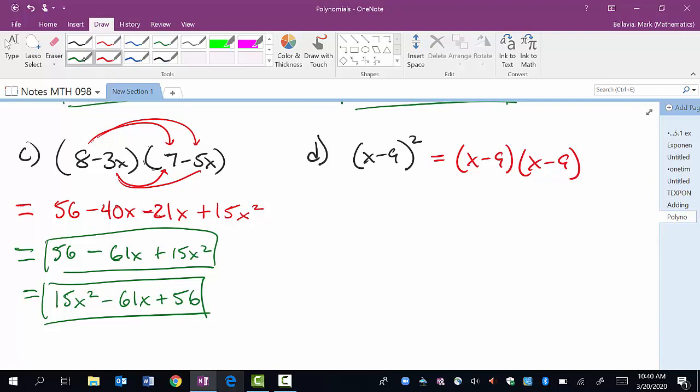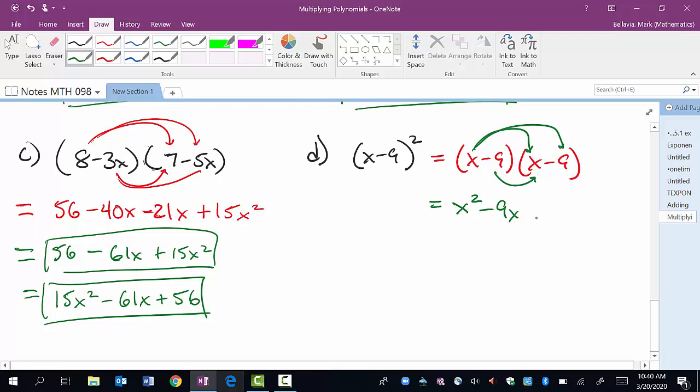Once you write it twice, now we follow through with FOIL, right? It's a binomial times a binomial. So x times x gives us x squared. X times negative 9 makes us negative 9x. Negative 9 times x is negative 9x, so minus 9x. And a negative 9 times a negative 9 makes us a positive, watch your sign there, 81.